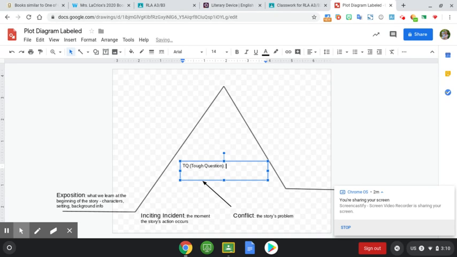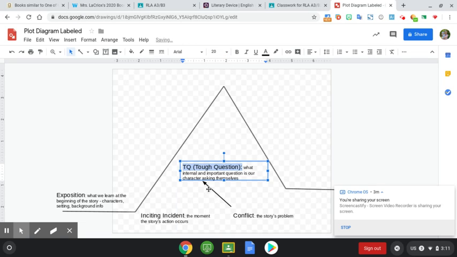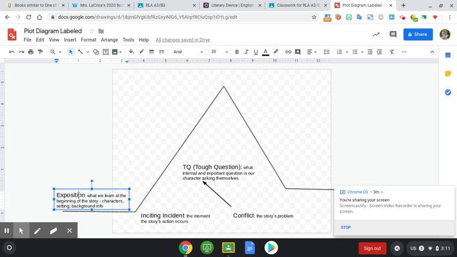And we're looking at what internal and important question our character is asking themselves. So not every question is important, but just how are the characters figuring out the conflict, and what tough question will they encounter or will they ask themselves?